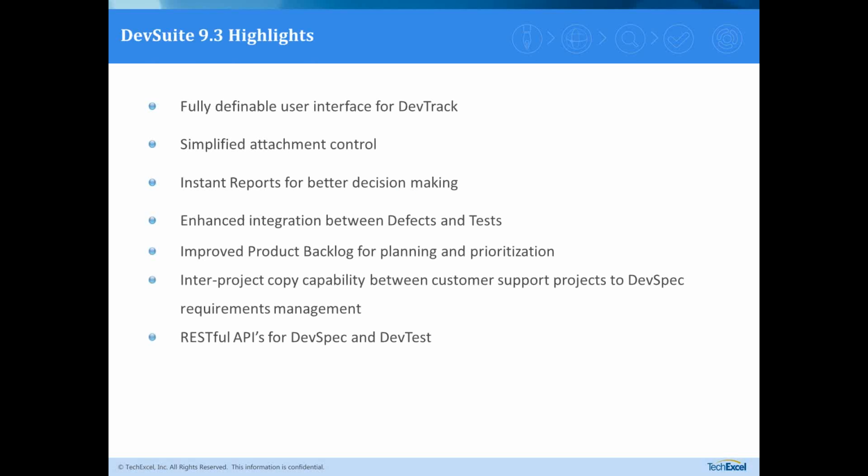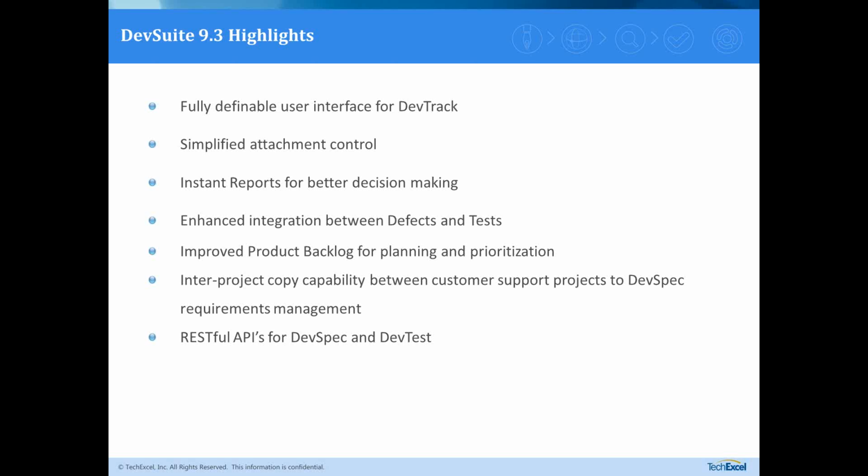One of the major enhancements that we implemented in 9.3 is the fully definable user interface for DevTrack. What that means is that we have now removed the restrictions on the number of custom fields added to the description pages. So the user has complete control over what fields to add to the description page, and also how many fields he can add.